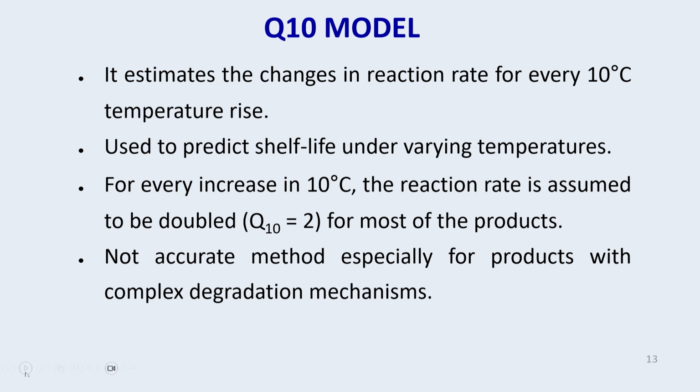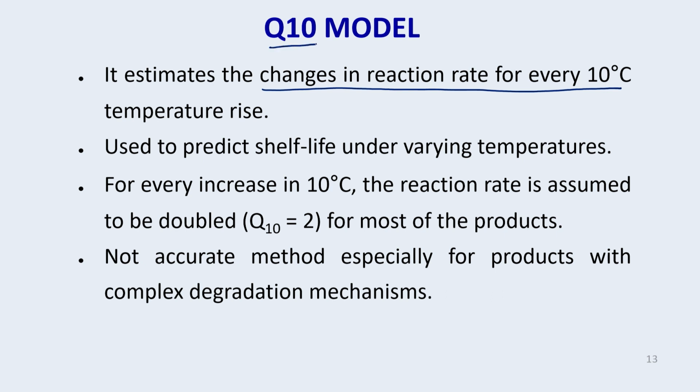Let us move to the next model, that is the Q10 model. This is the second type of kinetic model. It estimates the changes in the reaction rate for every 10 degree centigrade increase in temperature, because it monitors how the reaction rate changes for every 10 degree rise in temperature. So this model has the number 10 in the name itself. That is why it is called Q10 model.